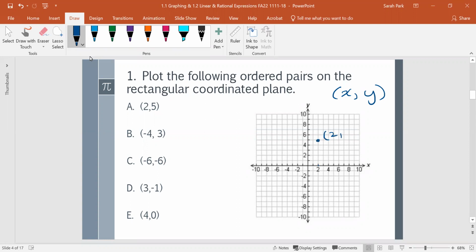So there's (2, 5). Then (-4, 3): go to x equals negative 4, and 3 on the y value. (-6, -6) is going to be negative 6 for x, go down to negative 6 for y. Then (3, -1). And then (4, 0). (4, 0) is going to be on the x-axis.